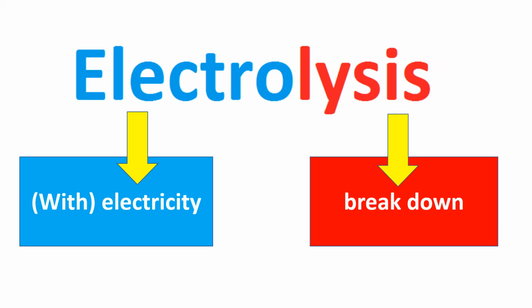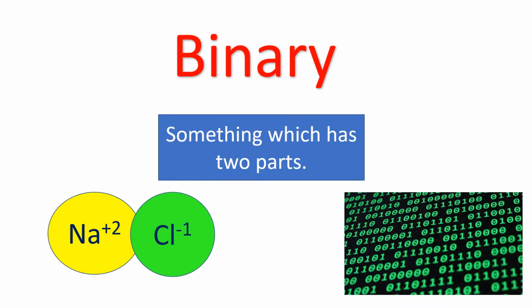Electrolysis literally means breaking down using electricity. So we are breaking down the compound back into its elemental form. We're looking at a binary compound. I don't think this will come up, but I just wanted to give you a heads up and start somewhere easy. Binary meaning something that has two parts.